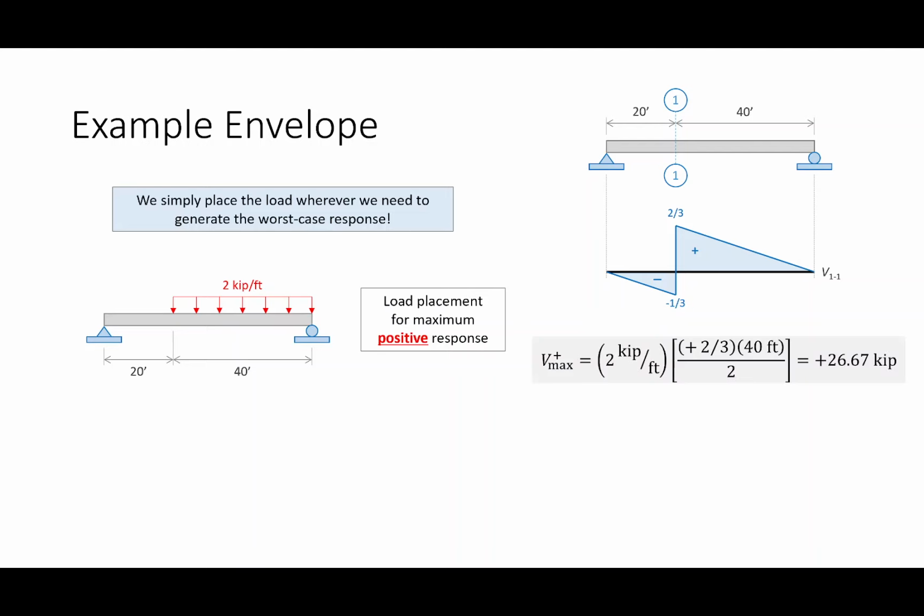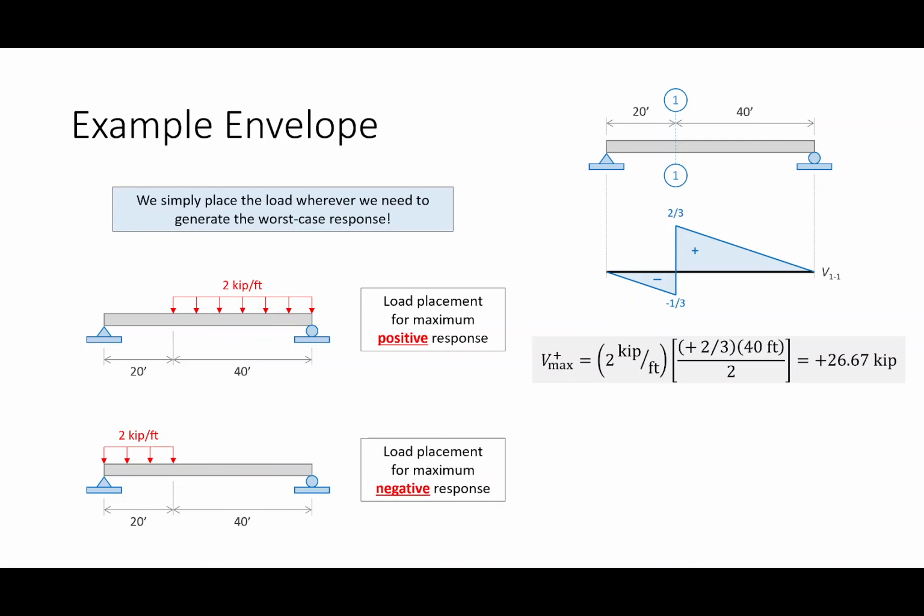Now, how do I get that positive shear? I take 2 kips per foot times this area, and I get a value of 26.67 kips, okay? Likewise, for worst case negative response, I would say, okay, place the load everywhere else, okay? And how do I analyze the beam? Take 2 kips per foot times the area. And so I get what I'll call a worst case negative shear.